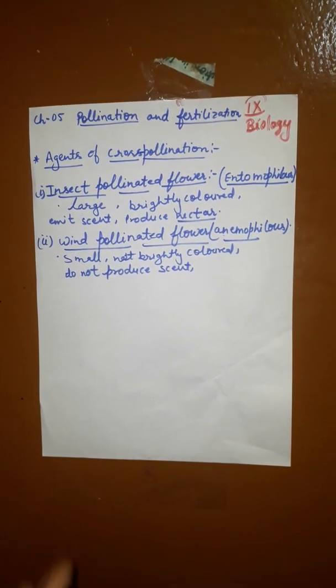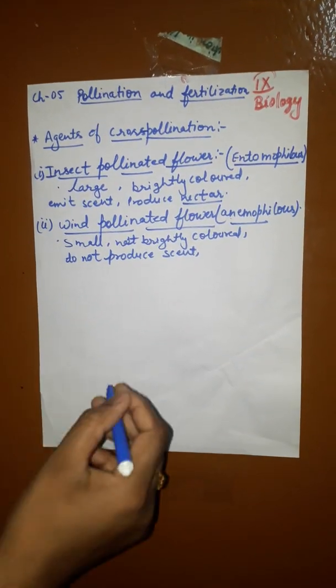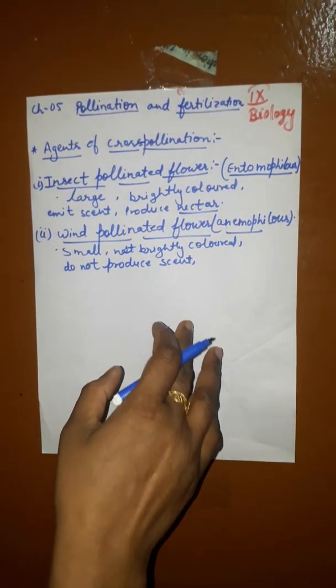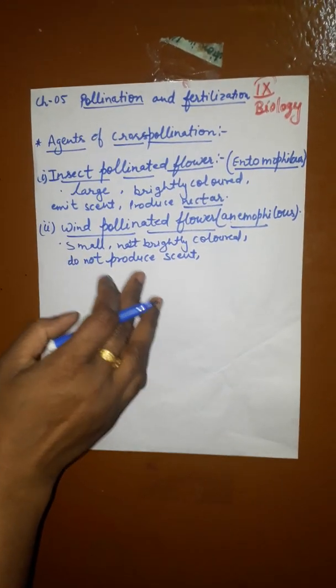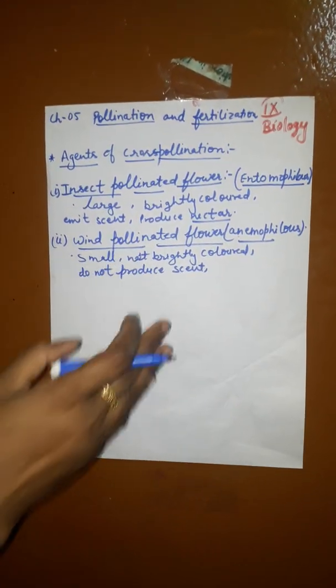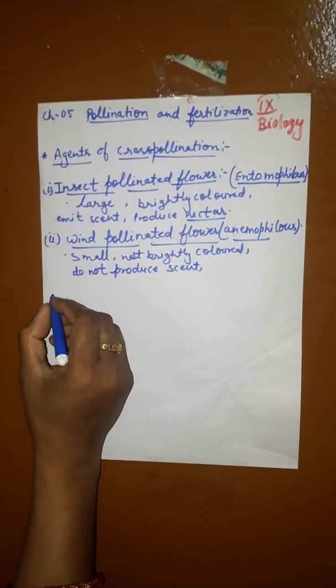Pollen grains are produced in very large quantity. Pollen grains are light, dry and smooth, so that they can easily be carried away by the wind. The stigmas are feathery and hang out of the flower to trap the pollen grain. Now next is water pollinated flower.